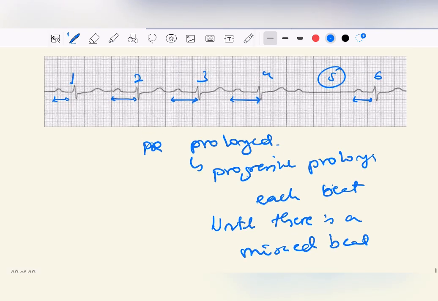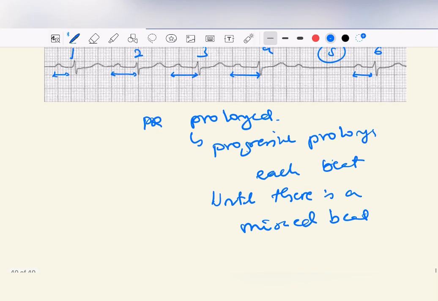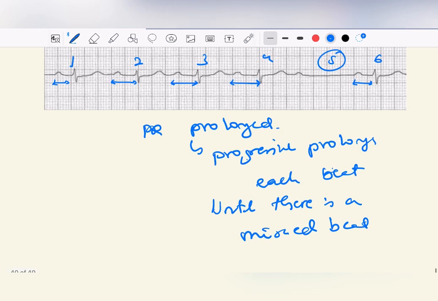This type of heart block is known as second degree heart block type 1, Mobitz type 1, that is Wenckebach. This phenomenon is known as the Wenckebach phenomenon. There is a progressive prolongation of the PR interval until there is a missed beat. The PR interval before the missed beat is the longest, around 360 something, and the PR interval after the missed beat is the shortest, around 240, I guess.